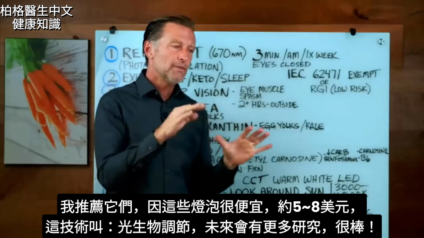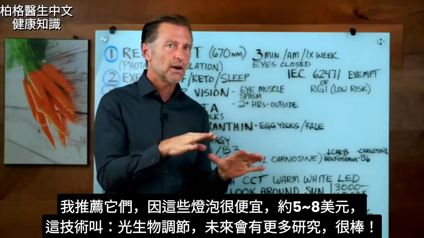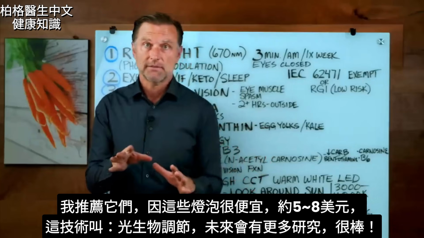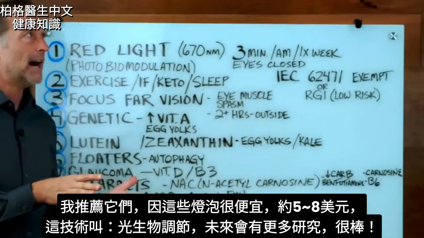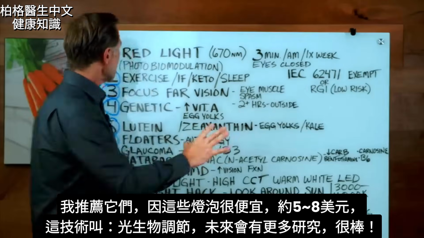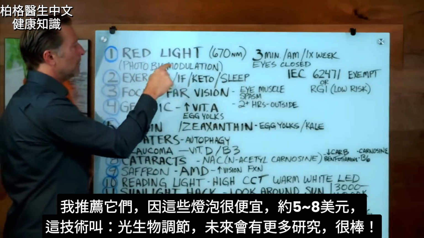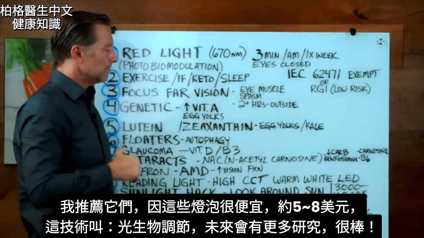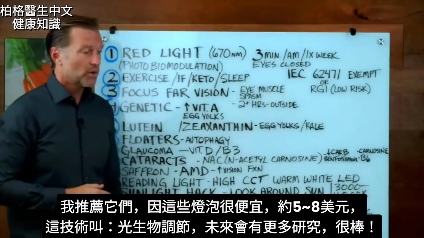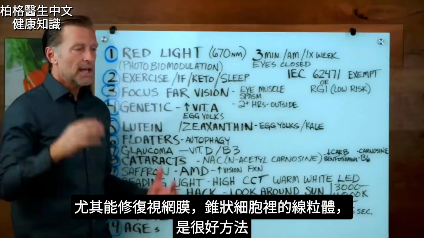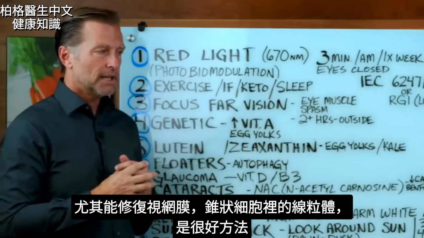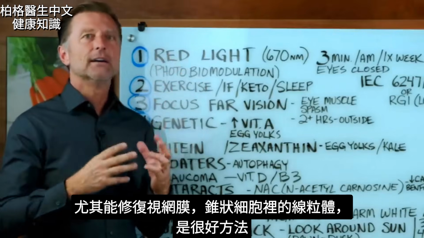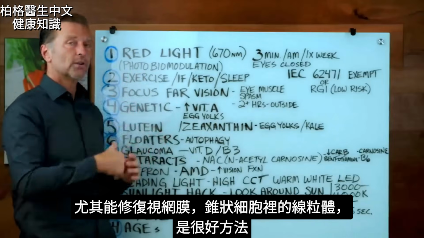And the reason I want to put that there is because those bulbs are extremely inexpensive. I think there might be, I don't know, $5 to $8. But this technology is called photobiomodulation. There'll be more and more research on this, but I think it's quite exciting, especially if it can help your mitochondria in your cones, in your retina. So if that's your problem, that could be a great solution.